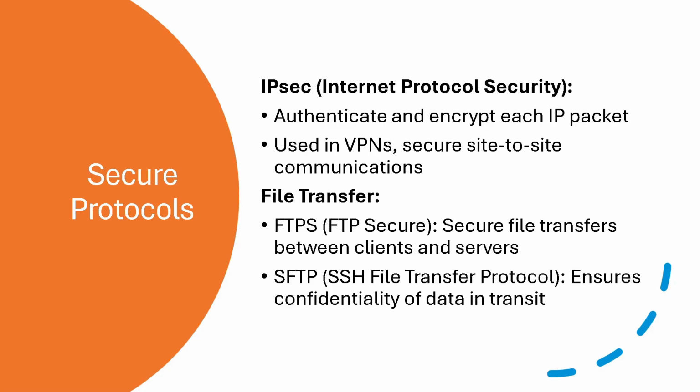IPsec is generally used in VPNs or to secure site-to-site communications or both. File transfer. FTPS, or FTP Secure, is an enhanced version of the FTP protocol and is used to secure file transfers between clients and servers. SFTP, or SSH File Transfer Protocol, is used to secure files sent over the SSH protocol. It ensures the confidentiality of data in transit.